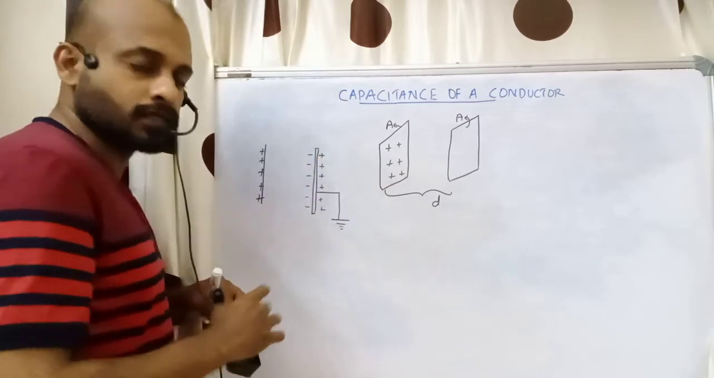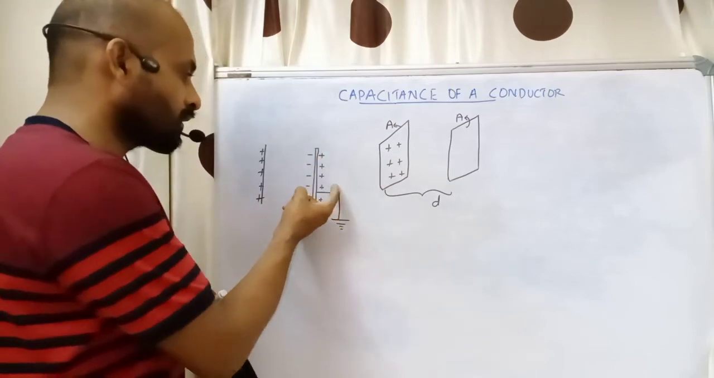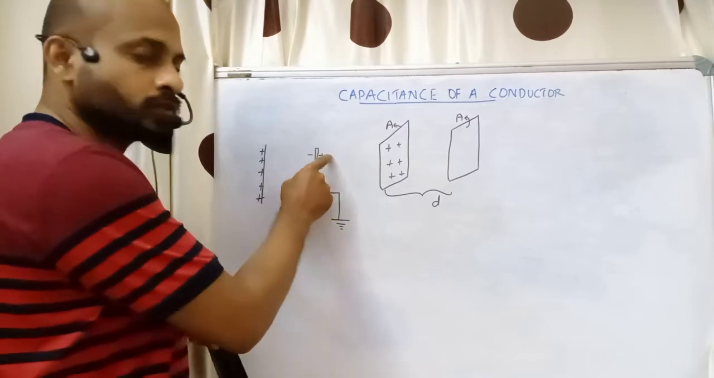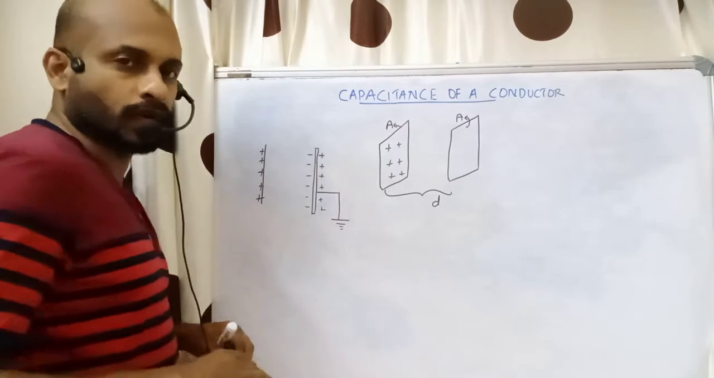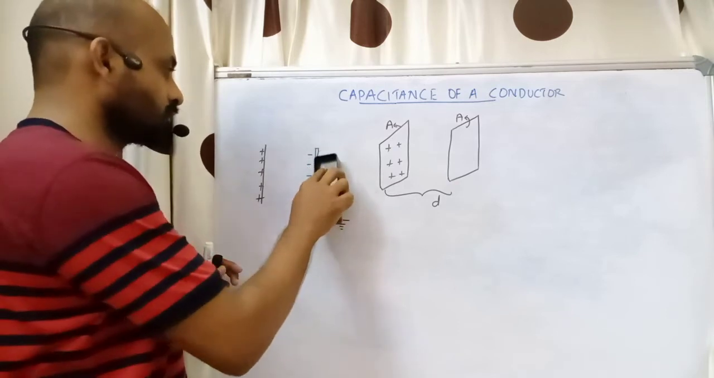So why is it neutralized? Electrons will be supplied from the earth. If there are 6 positive charges, 6 electrons will be supplied and all the positive charges will be neutralized. So we can say it is neutralized.